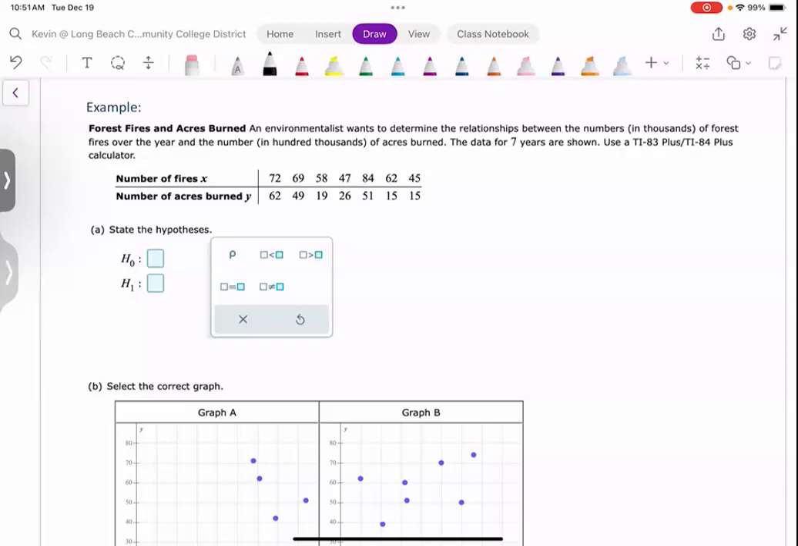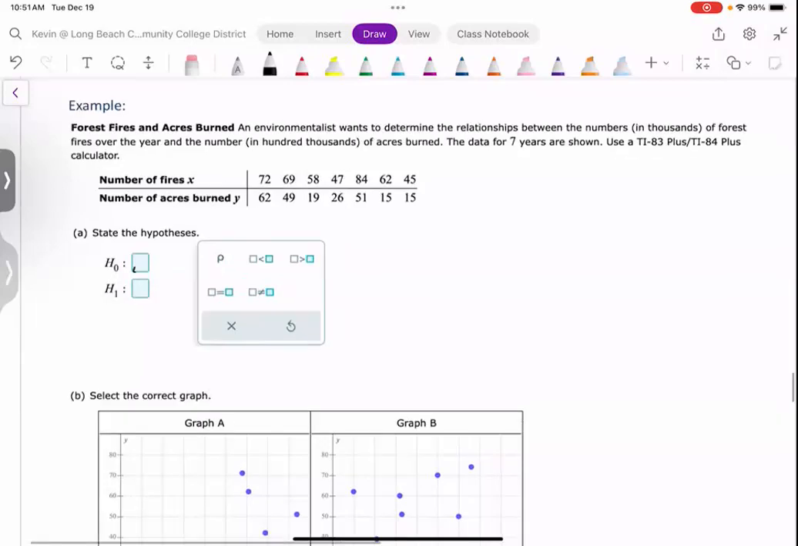So we're going to start here with our null hypothesis, which again is rho, the population linear correlation coefficient, equal to 0, which means no correlation, versus rho not equal to 0, which means we think there's some relationship, so a correlation.